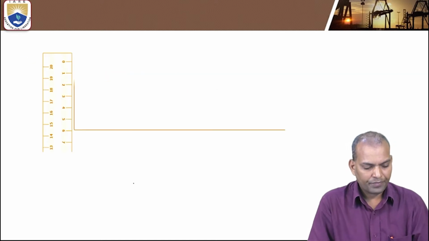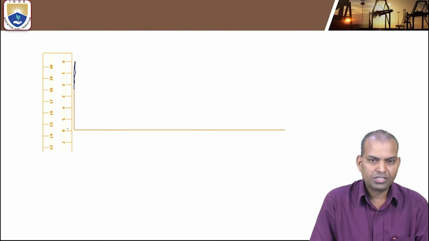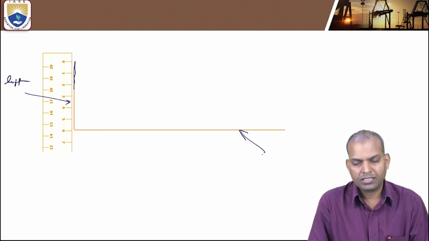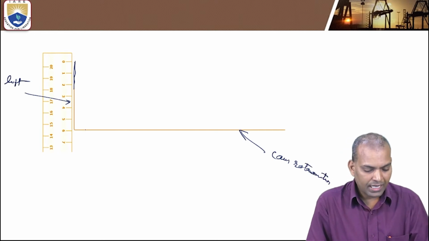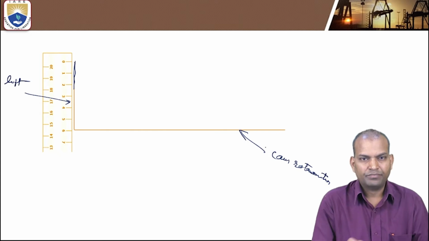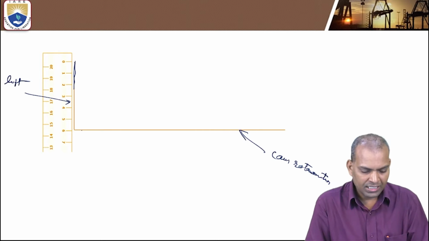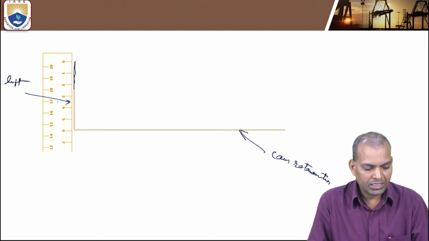The second step, draw the 6 centimeters height, that is the lift. This y-axis indicates the lift portion, and the x-axis indicates cam rotation. So this x-axis is the rotation of the cam. The angle of rotation of the cam is converted into a linear scale in terms of centimeters units. Now this portion is lift.